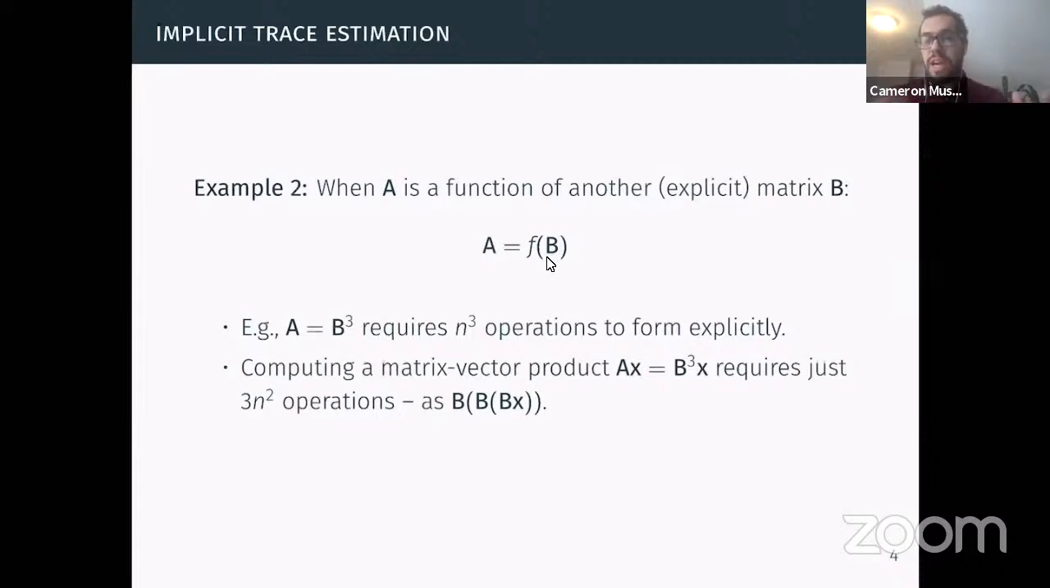If I want to write down A in order to be able to access its entries, it's going to require me n cubed operations to compute B times B times B. But if I just want to compute a matrix vector product with A, if A is equal to B cubed, I just need to compute three successive matrix vector products with B. So it takes 3 times n squared operations. And so A times x is much, much more quickly computed than actually writing down A explicitly.